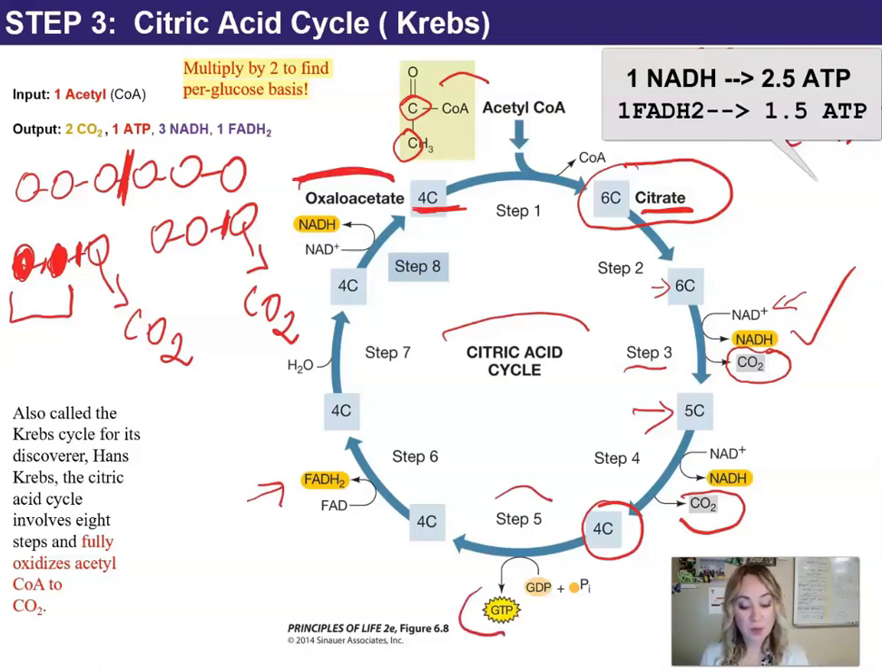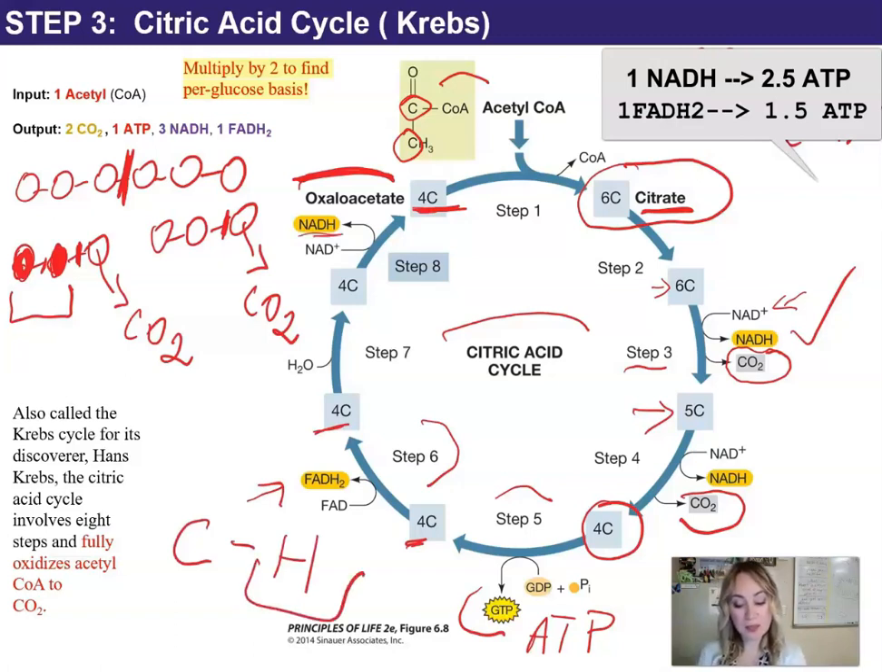So at step 5, notice we generate some energy molecules. GTP will be eventually turned into ATP, so we call that substrate level phosphorylation. And then at step 6, notice we are passing the electrons to another electron acceptor, which is FAD. So FAD will pick up 2 hydrogens, 2 electrons, and become reduced into FADH2. So this is another electron carrier molecule that we can utilize later. So notice no carbon atoms were lost or released. So it means the bonds that were broken had to be between carbon and hydrogen. So that's the source of hydrogen.